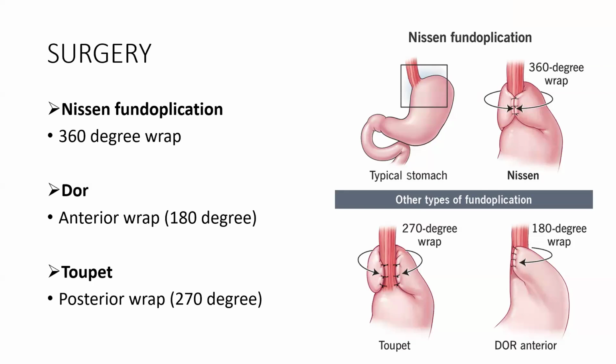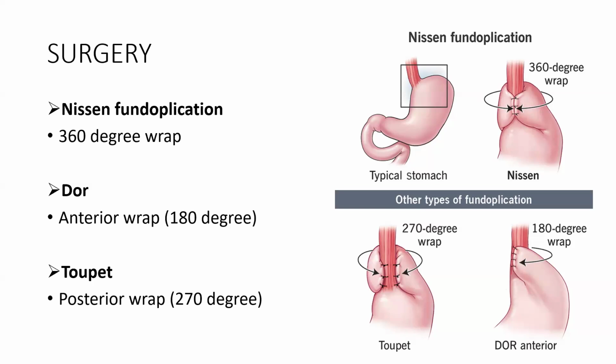The available surgical options for GERD are fundoplication methods and bariatric surgeries for obese patients. Laparoscopic Nissen fundoplication is the gold standard surgical treatment for managing GERD. The Nissen fundoplication involves a 360-degree wrap that completely wraps the gastroesophageal junction using the stomach fundus.